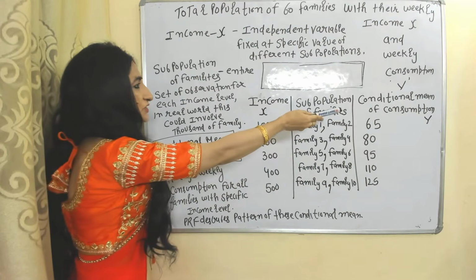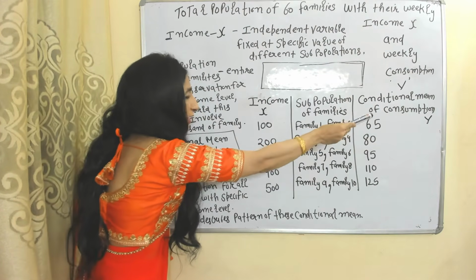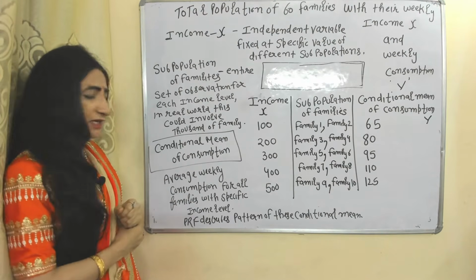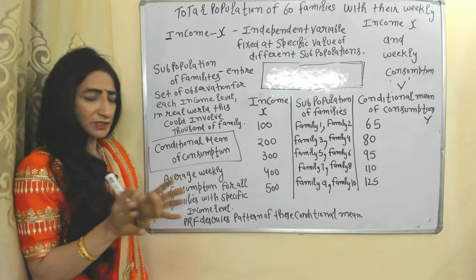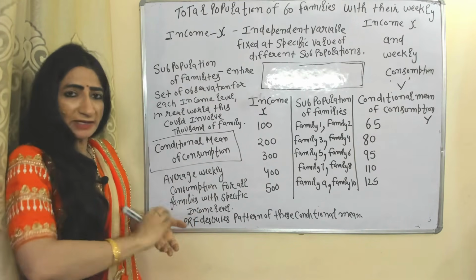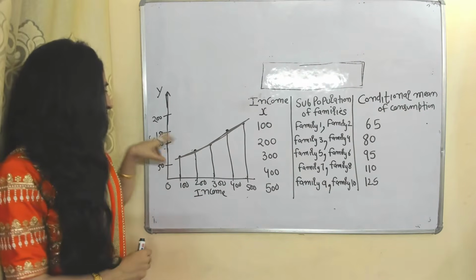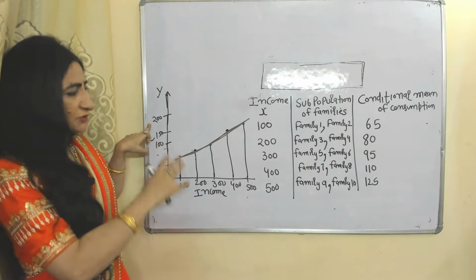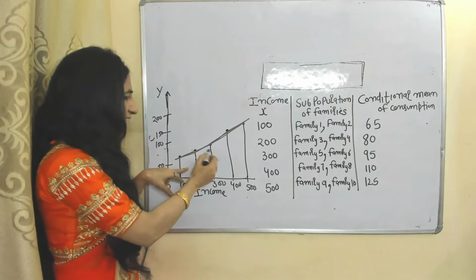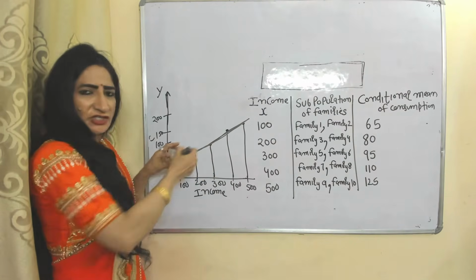In the last column we have the conditional mean of consumption. The conditional mean of consumption is represented by y, and y is our dependent variable. The conditional mean of consumption means the average weekly consumption for all families with a specific income level. The population regression function describes the pattern of these conditional means. In this diagram, on the x-axis we have income, on the y-axis we have the conditional mean of consumption. When we plot all this data in this diagram, we will receive this line. This line is called the population regression line, or you can say the population regression curve.